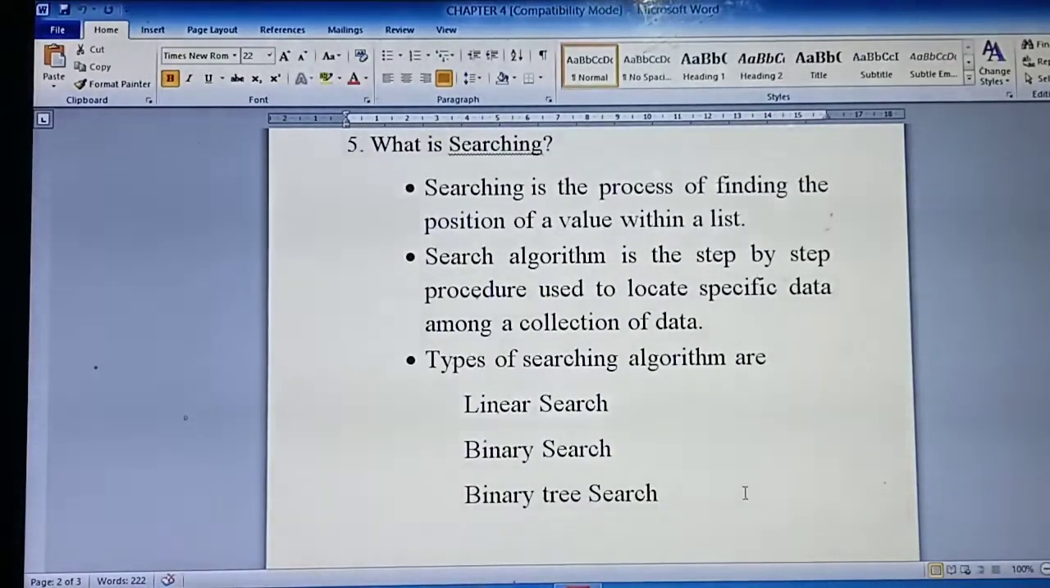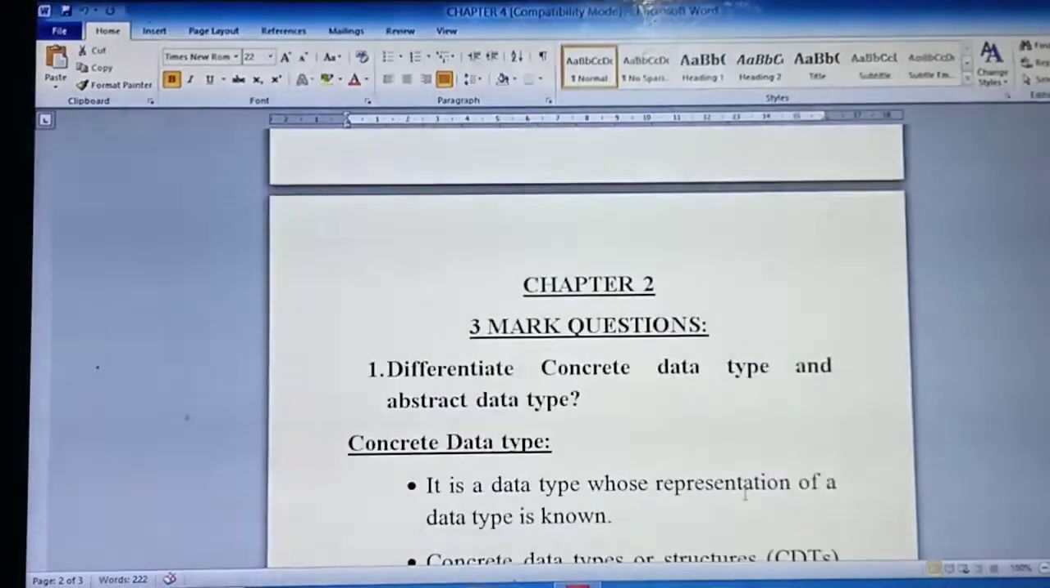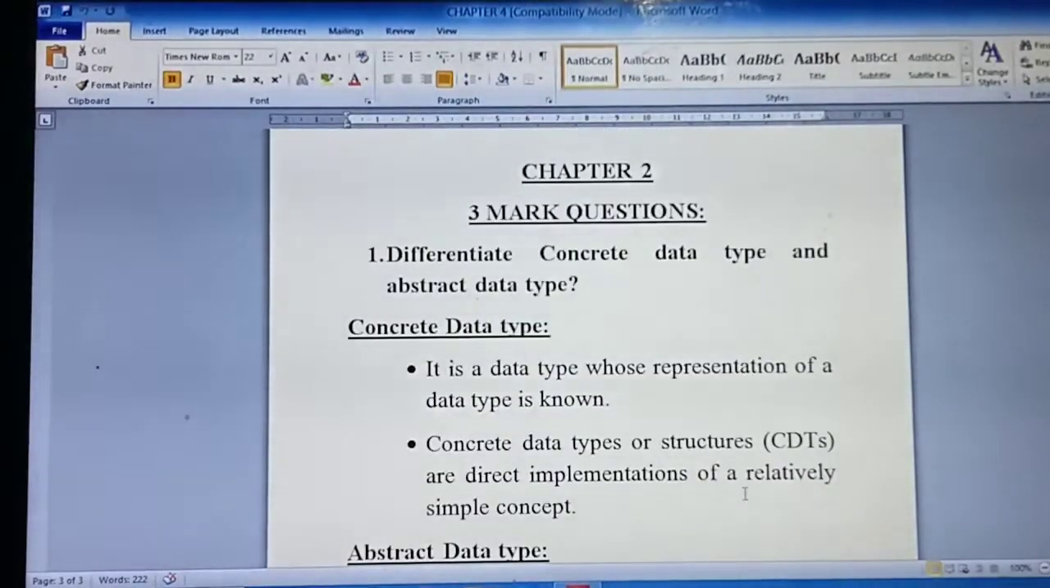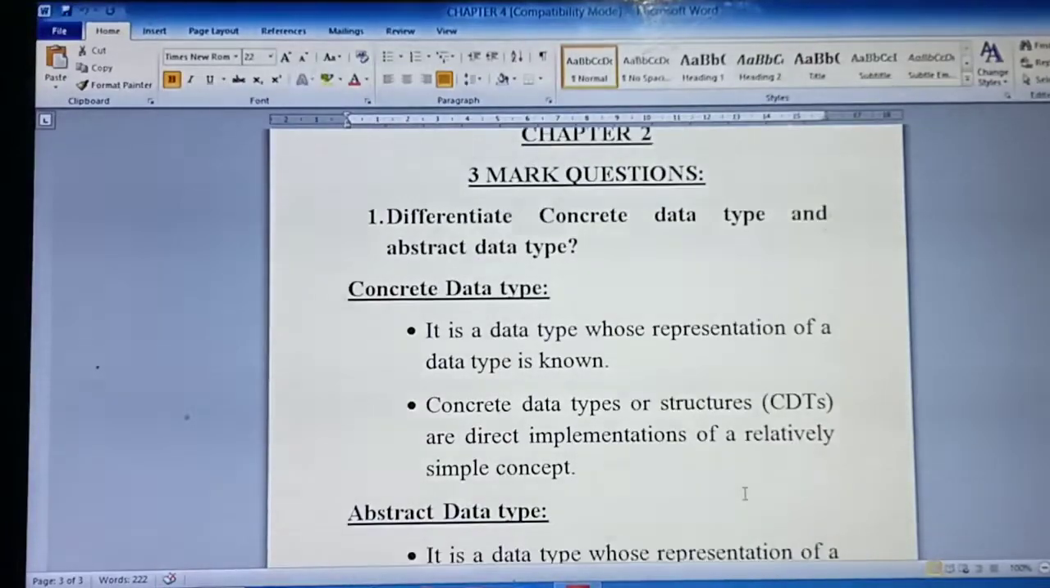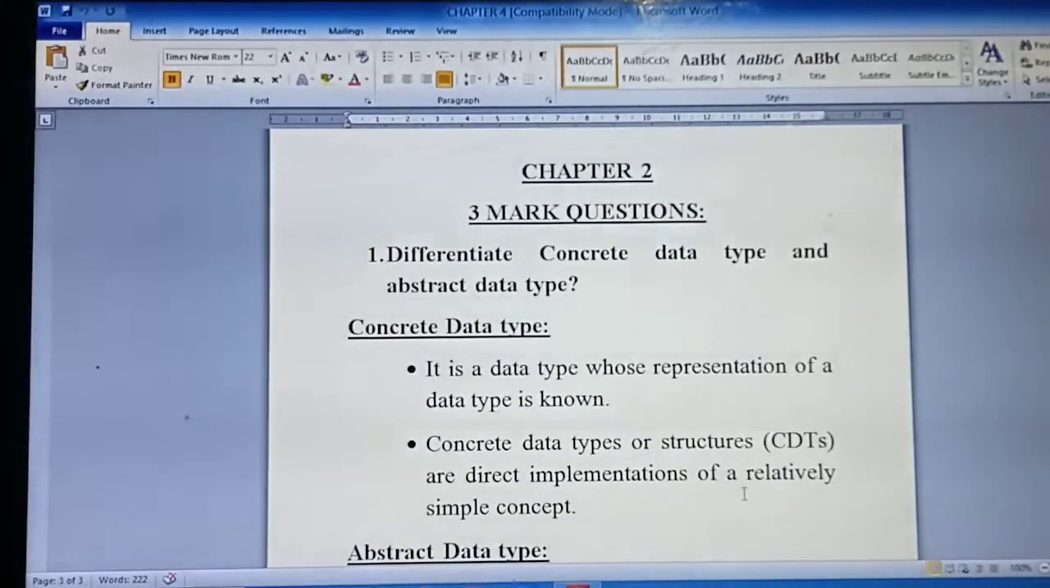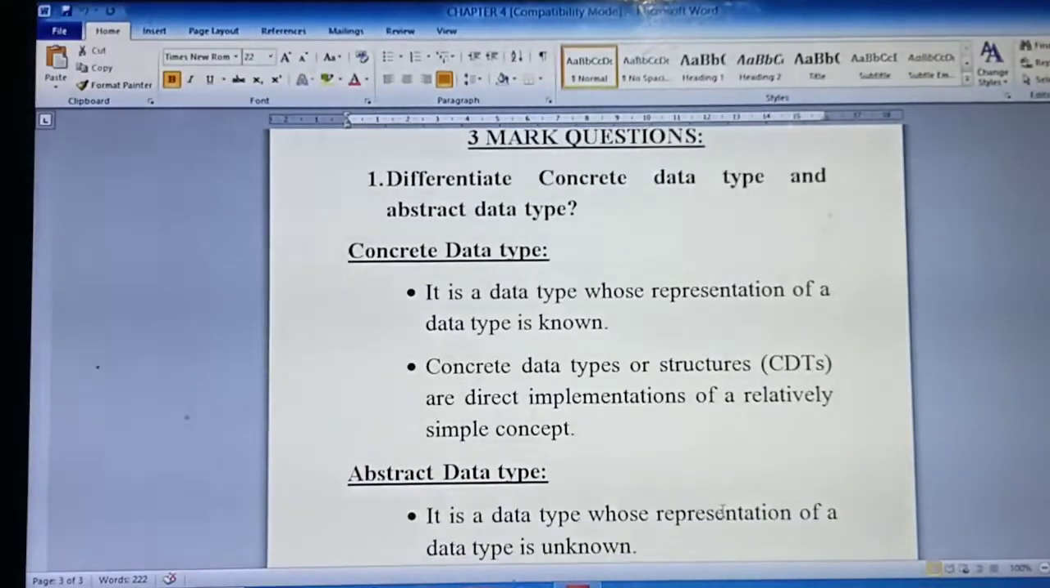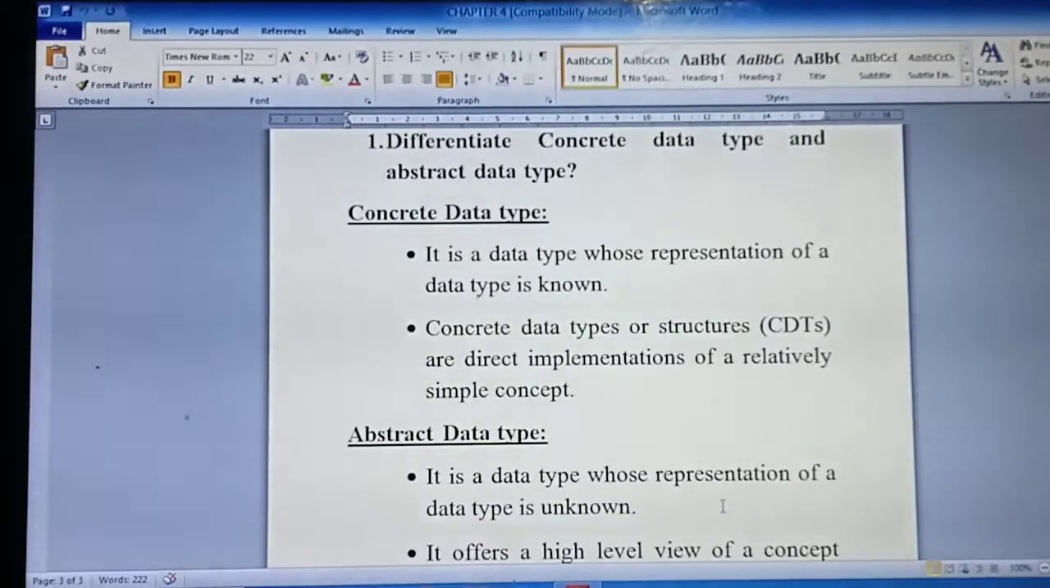Okay, students. And also second chapter, listen students. Second chapter on 3-mark question. That answer is not there in your textbook. That also please write it now. Second chapter, first 3-mark question. Write it. Differentiate concrete data type and abstract data type. Write fast. Second chapter, first 3-mark question.